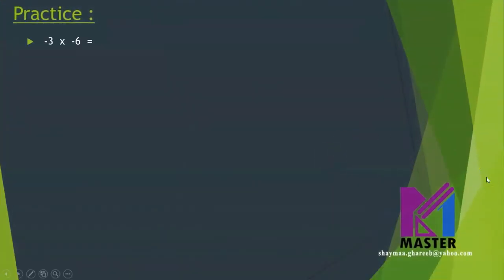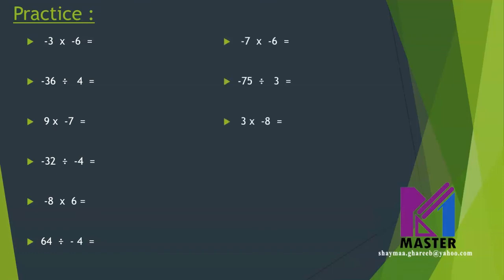The first example, negative 3 times negative 6. I will show you all the examples and I want all of you to do it on your own. Then you check your answer with the video. The first one, negative 3 times negative 6. So the answer will be positive 18. Negative divided by a positive, the answer will be negative 9. Positive times negative, the answer will be negative 63.